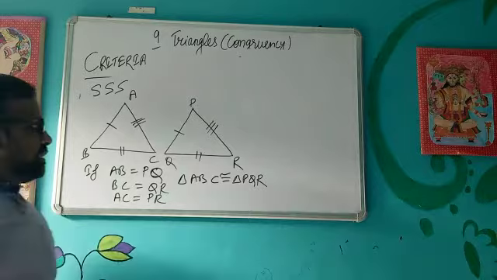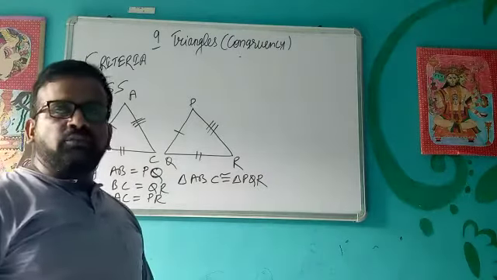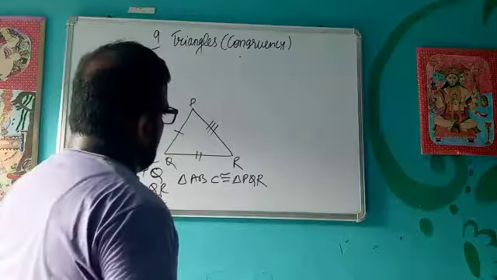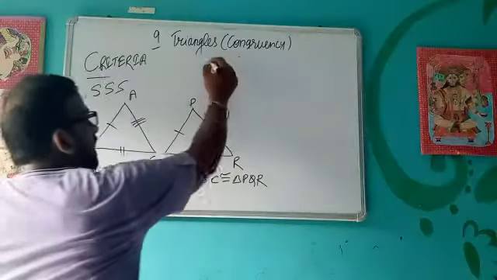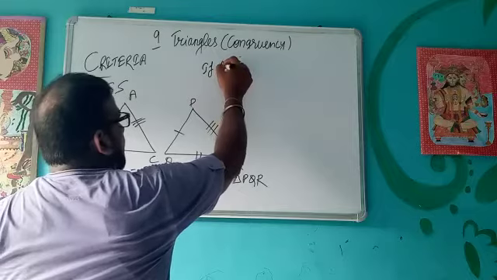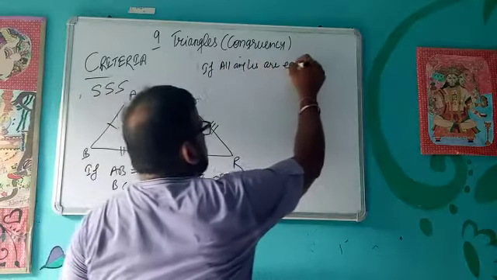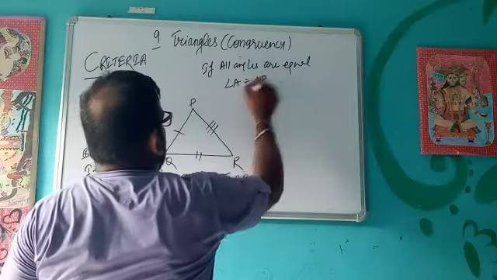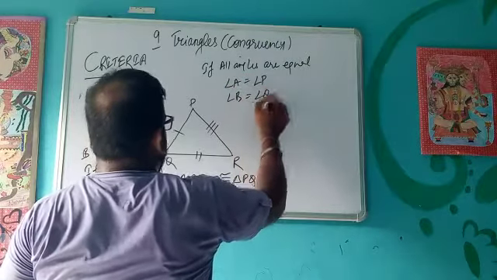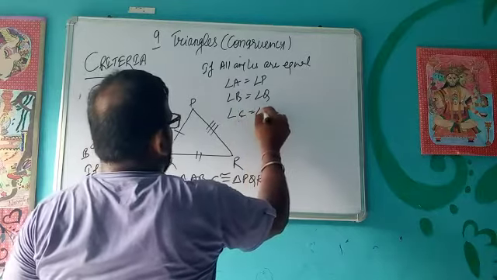Okay, by side side side criteria. So if all the three sides are equal, then definitely the triangles are congruent to each other. But remember this, if all angles are equal, okay. Suppose angle A is equal to angle P, angle B is equal to angle Q, and angle C is equal to angle R.